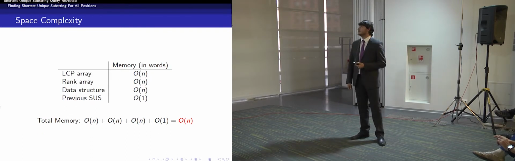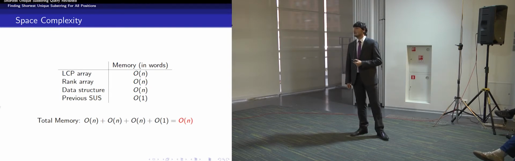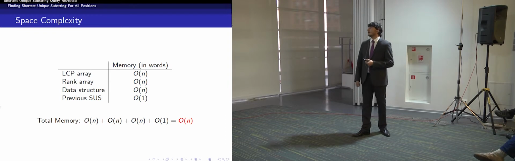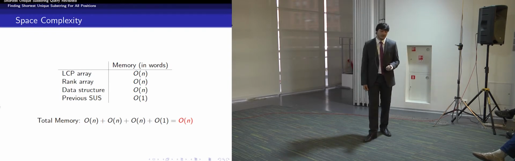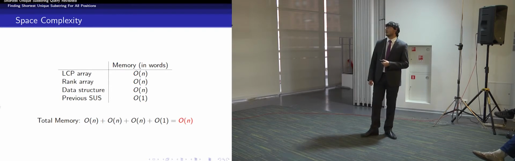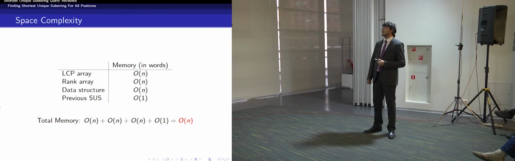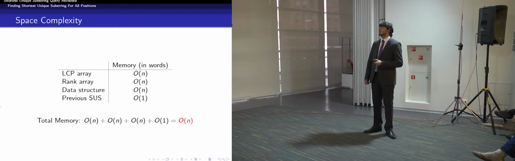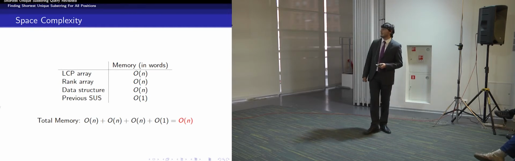Space complexity: we have the LCP array, linear in the number of positions in the string, and the rank array. The data structure, again, because the size of every node is constant and it has at most n nodes, will take linear space. And we have to hold the previous SUS, which is constant. So it has constant space.